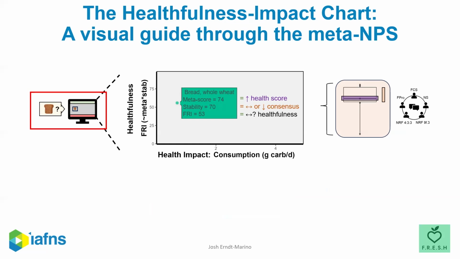I want to give some context for how to interpret each axis of this chart. First, the x-axis, health impact, is pretty straightforward. It's the consumption of the food measured as the average grams of carbohydrates per day. This was estimated from dietary records of individuals aged 4 and up using NHANES data. The y-axis, healthfulness, is derived from components of the meta-NPS.